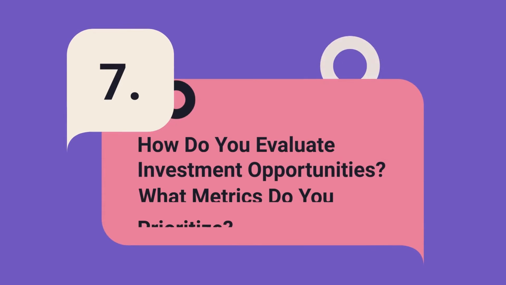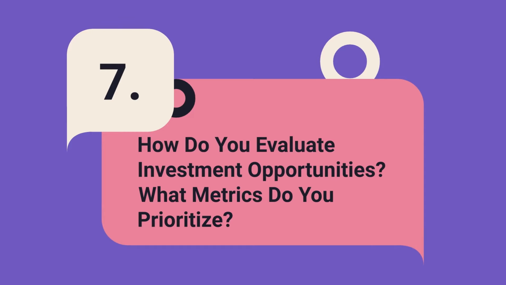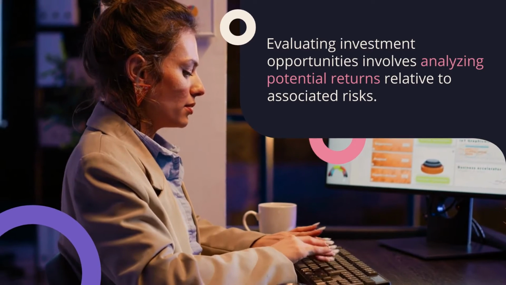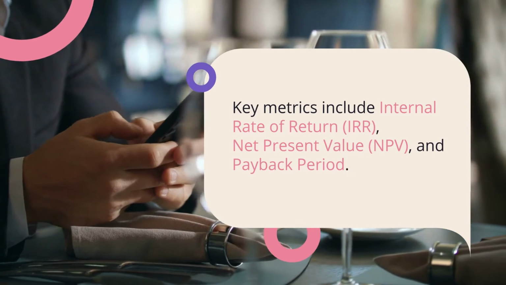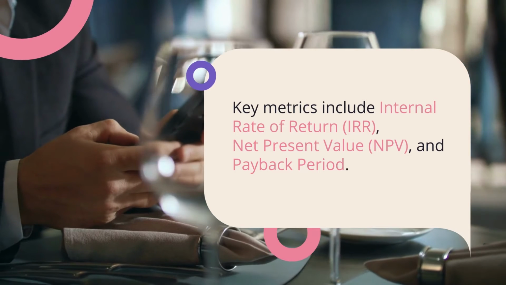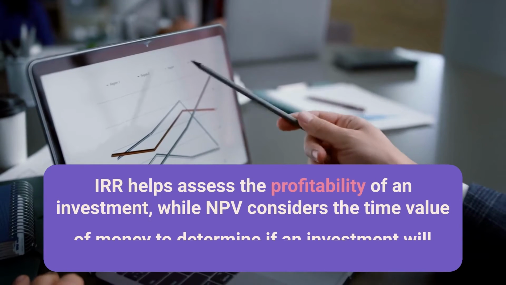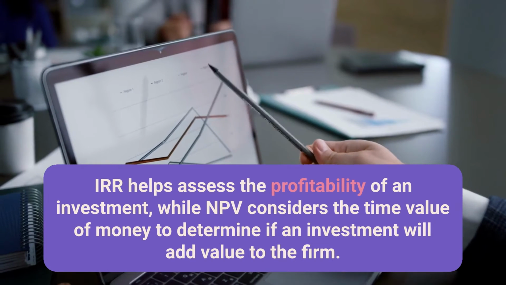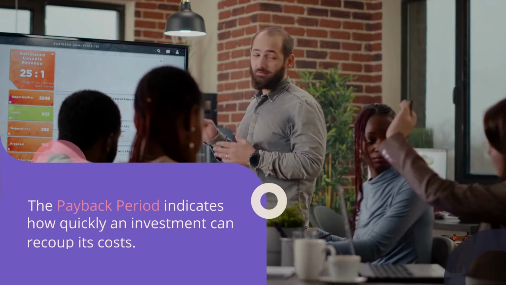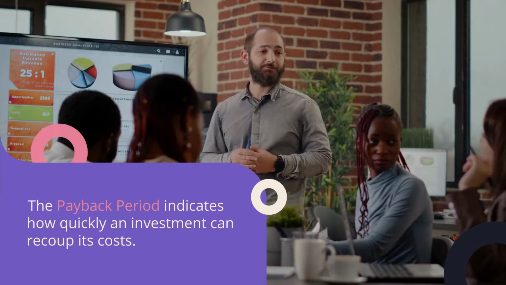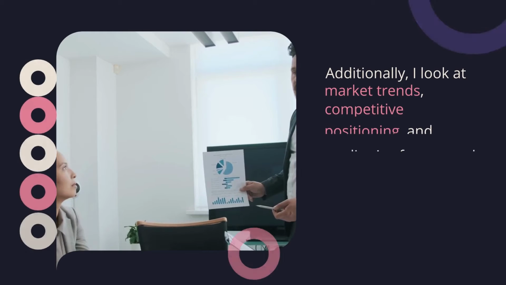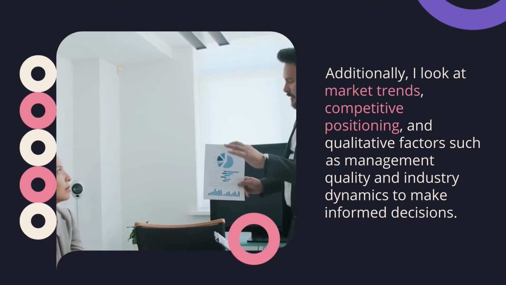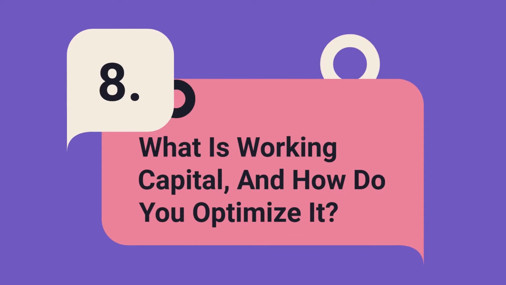7. How do you evaluate investment opportunities? What metrics do you prioritize? Evaluating investment opportunities involves analyzing potential returns relative to associated risks. Key metrics include internal rate of return, IRR, net present value, NPV, and payback period. IRR helps assess the profitability of an investment, while NPV considers the time value of money to determine if an investment will add value to the firm. The payback period indicates how quickly an investment can recoup its costs. Additionally, I look at market trends, competitive positioning, and qualitative factors such as management quality and industry dynamics to make informed decisions.